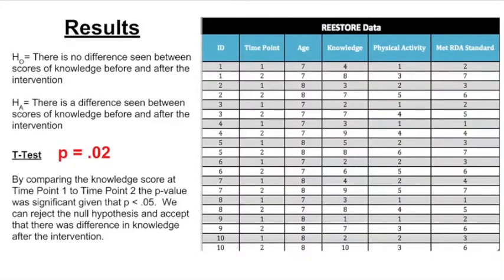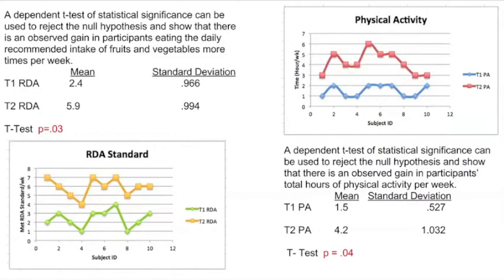From the data collected from our survey, we were able to determine the results of 3 variables: knowledge, physical activity, and RDA standard. To determine if our intervention increased knowledge of childhood obesity among our sample, we performed a t-test, with our null hypothesis being there is no difference seen between scores of knowledge before and after the intervention, and our alternative hypothesis being there is a difference seen between scores of knowledge before and after the intervention. We calculated a p-value of 0.02, indicating that we can reject the null hypothesis and accept that there was a difference in knowledge after the intervention.